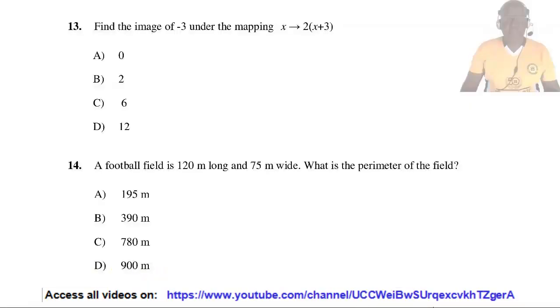Question 13. Find the image of Monastery under the mapping S maps into 2 times brackets S plus 3. That is, S maps into 2 times brackets S plus 3. So Monastery will map into 2 times Monastery plus 3. Monastery plus 3 is 0. So 0. The answer is A.